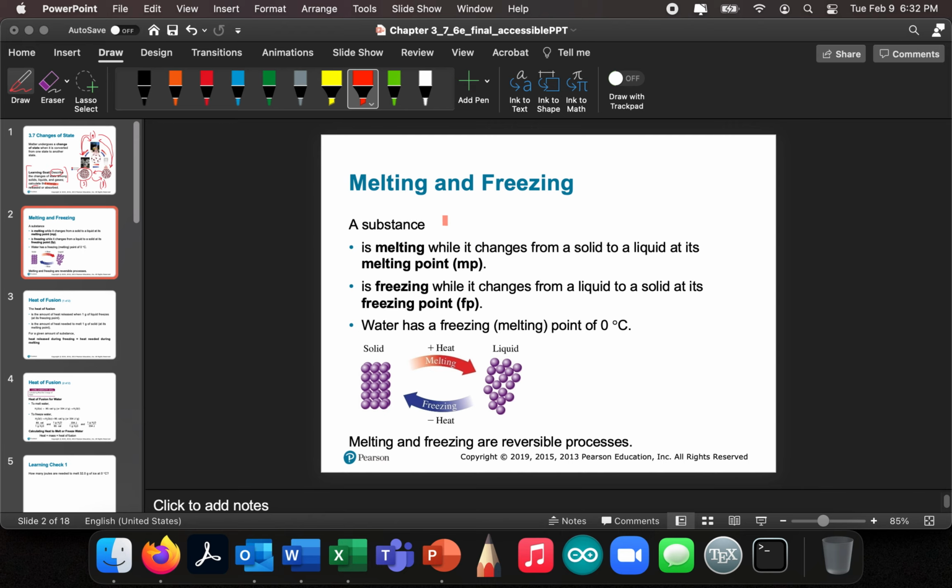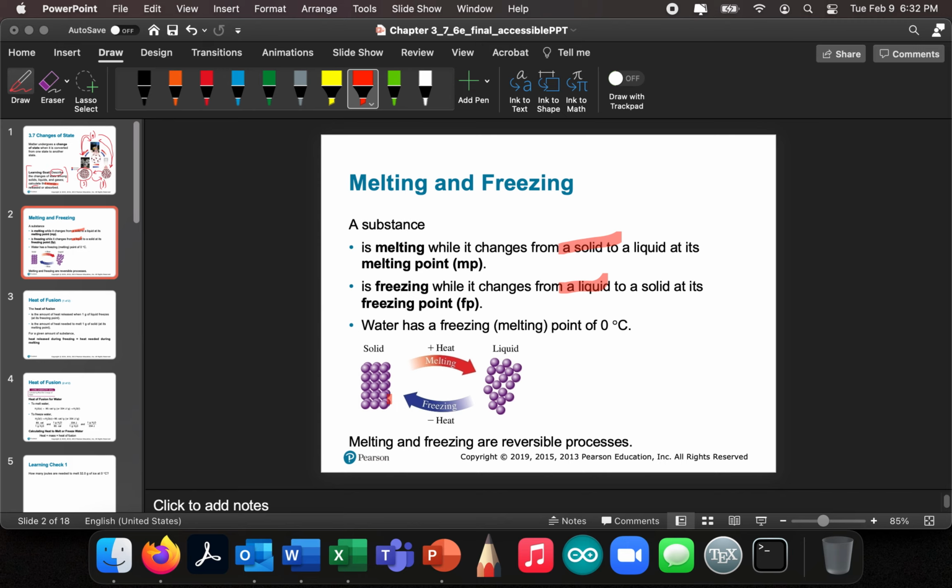All right, so melting and freezing. First of all, melting and freezing are sort of the same thing, but one is backwards of the other. Melting is going from a solid to a liquid, and freezing is going from a liquid to a solid. So a substance is melting when it changes from a solid to a liquid. It's freezing when it changes from a liquid to a solid. No big deal. They're reversible processes, and we want to use those two terms comfortably.